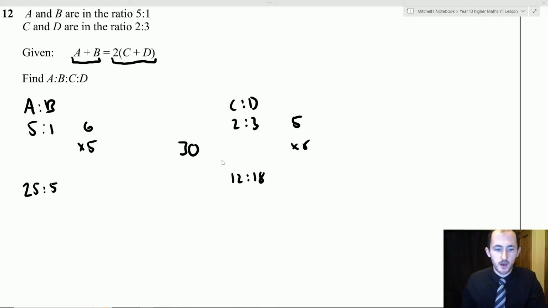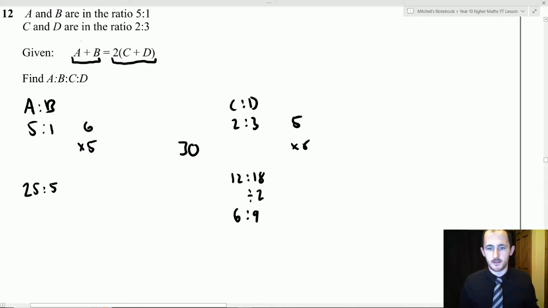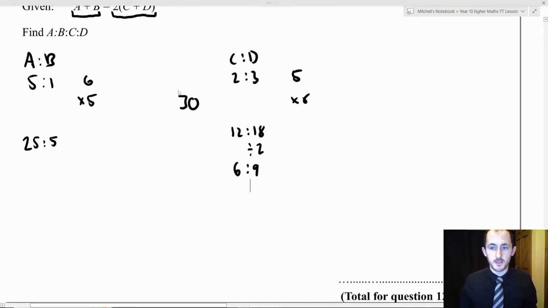So we know that C plus D is 2 times smaller than A plus B. So now I'm going to divide it by 2. And that will give me 6 to 9. Is that okay so far? And because we've split up 30 parts evenly between A, B, C and D, we now have our final answer for A to B to C to D. It's going to be 25 to 5 to 6 to 9.